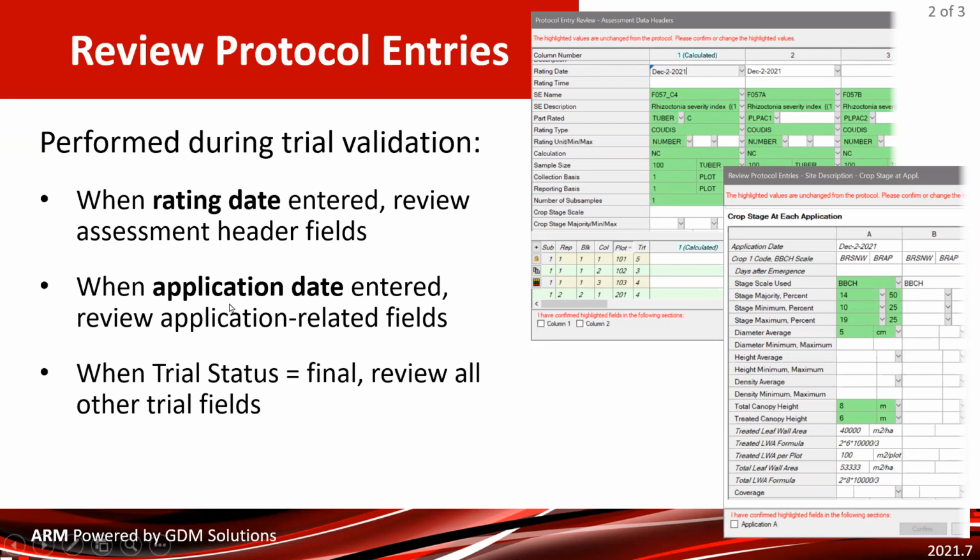Kind of the same idea with the applications as well. Once you put an application date in, that's the trigger that this application has been performed. So it's appropriate to review those fields as well for that particular application code. So again, if you're validating your trial throughout the season, it won't all of a sudden be this avalanche of information to review, but just the particular components of, okay, you performed these 2 assessments since you last validated, and this one application occurred. So let's review those specific components to make sure that everything is accurate.